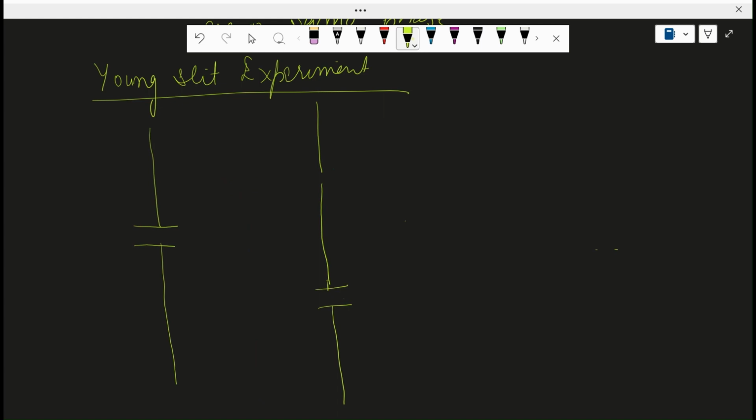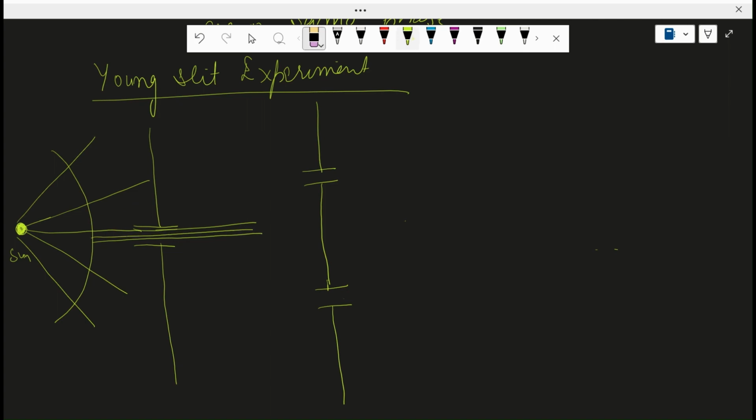So in this experiment, what did the experimenter do? Here, let there be a source of light. Suppose sun, a torch, anything could be there, right? Let us take it as sun. Some rays of light will come out, so they will travel like this. This would be our wavefront, right? Some rays will travel through here, so from this point, these rays will travel like this.